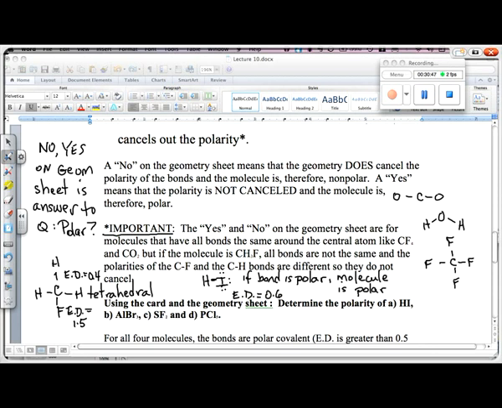Now, why do I have to do the Lewis dot? Well, I need to know what geometry group it's in, and if I leave out a lone pair or whatever on the central atom, then I can get the wrong geometry. So it is important to do the Lewis dot.